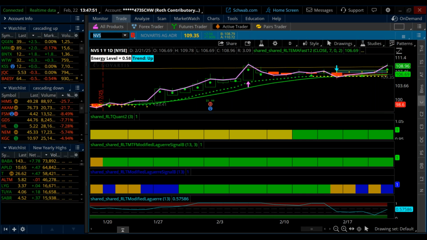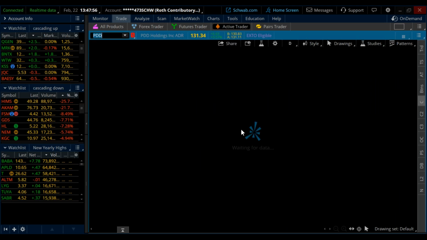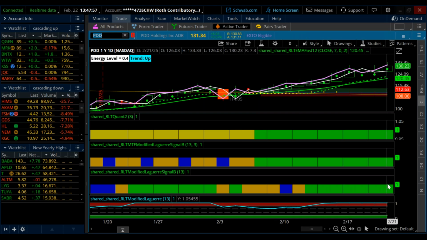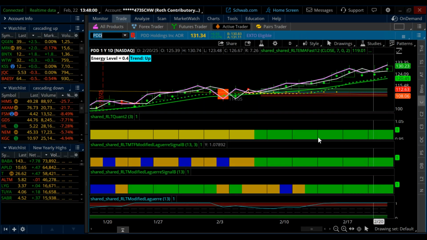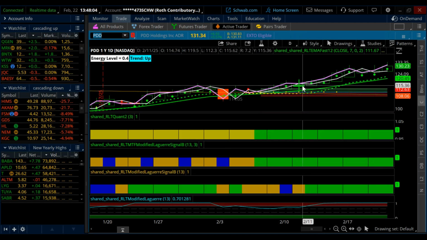PDD was the next to last one. We had PDD. There it is. Perfect. Green across the board. Institutions have been buying this since right back here. If we had noticed it earlier, we could have taken it right back in here.